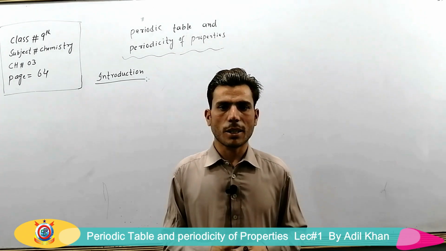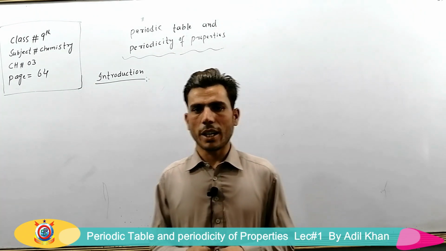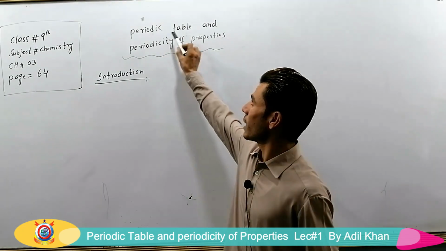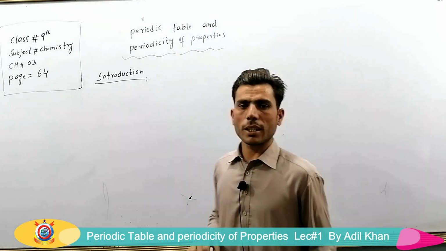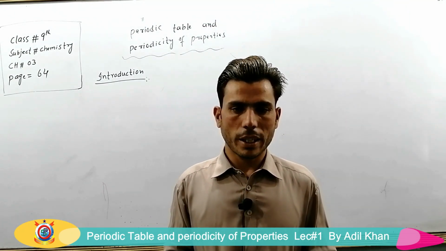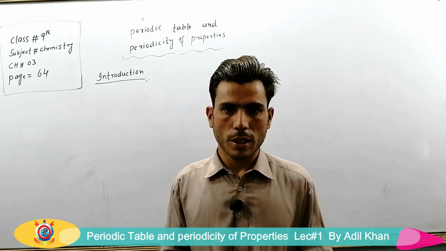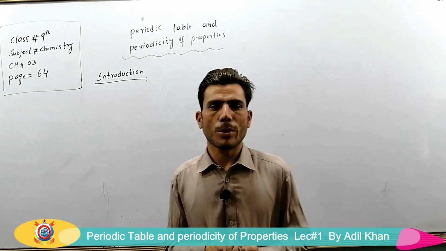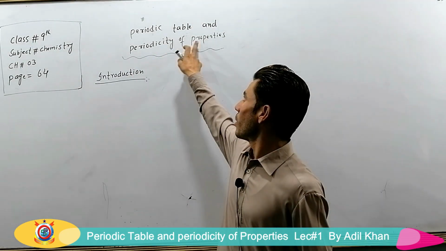Class 9th, subject chemistry, chapter 3, page 64. The chapter name is periodic table and periodicity of properties. In this chapter, we will study about the periodic table, what the periodic table is, when it was developed, how it was developed, how many periods are there, how many groups are there, and about the periodicity of properties.